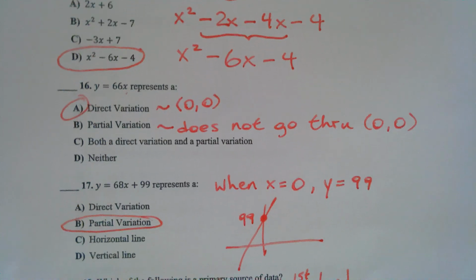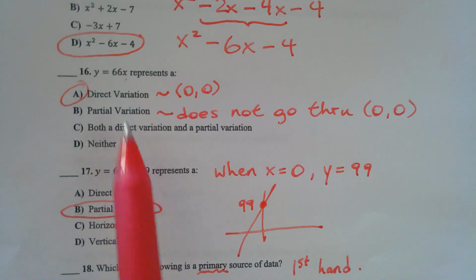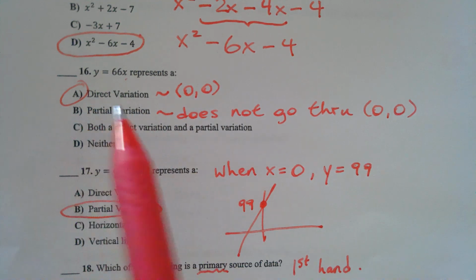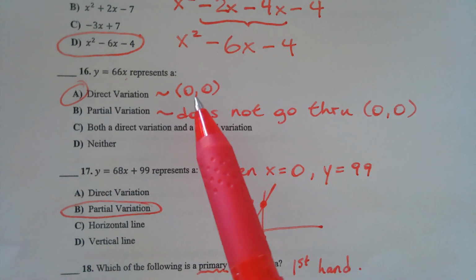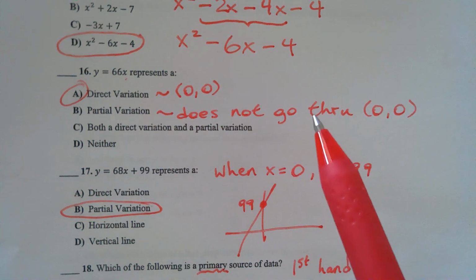Oh, 16 and 17, it's technically not in the curriculum anymore. Direct and partial variation. It was in the curriculum and then they took it out, but then they didn't put it in grade 8 or grade 10. So I don't know when they're going to teach you direct or partial variation, or they think it's not important anymore. All right, so basically, direct variation just means it goes through 0, 0. And then partial means it does not go through the point 0, 0.